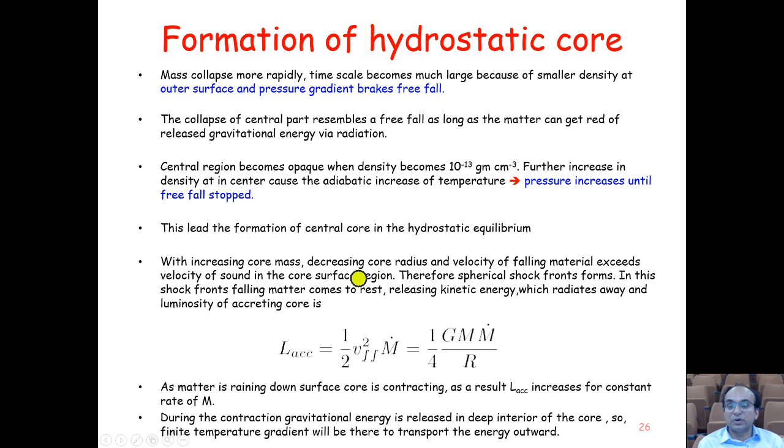So what will happen if the velocity of the falling material exceeds this? The formation of spherical shock fronts. In these shock fronts, the falling material comes to rest, releasing kinetic energy, which then radiates away as the luminosity of the accreting core. So again the accretion luminosity is something like this, as we said earlier. As matter is still raining down, the surface of the core is contracting. As a result, the accretion luminosity increases for a constant rate of mass. During the contraction, gravitational energy is released in the deep interior of the core, so a finite temperature gradient will be there to transport the energy outward.